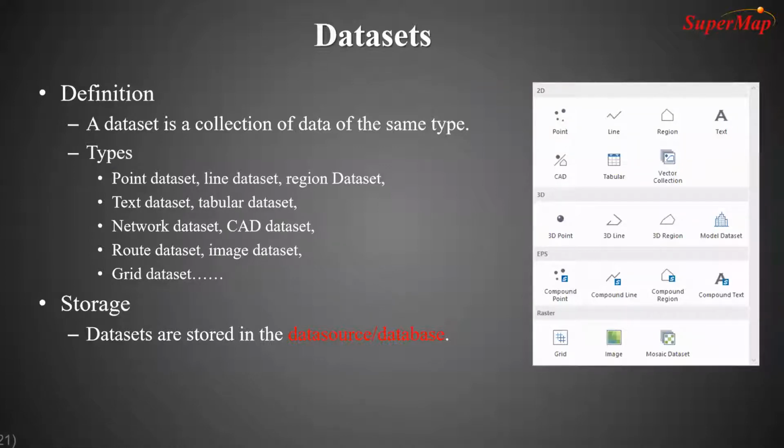For data sets, the definition is: a dataset is a collection of data of the same type. The type is the type of data itself, such as point type, line type, region type, and also text, tabular, network, CAD, image, grid, and so on. The data sets are stored inside of a data source, and this data source can be a database data source or a file data source.